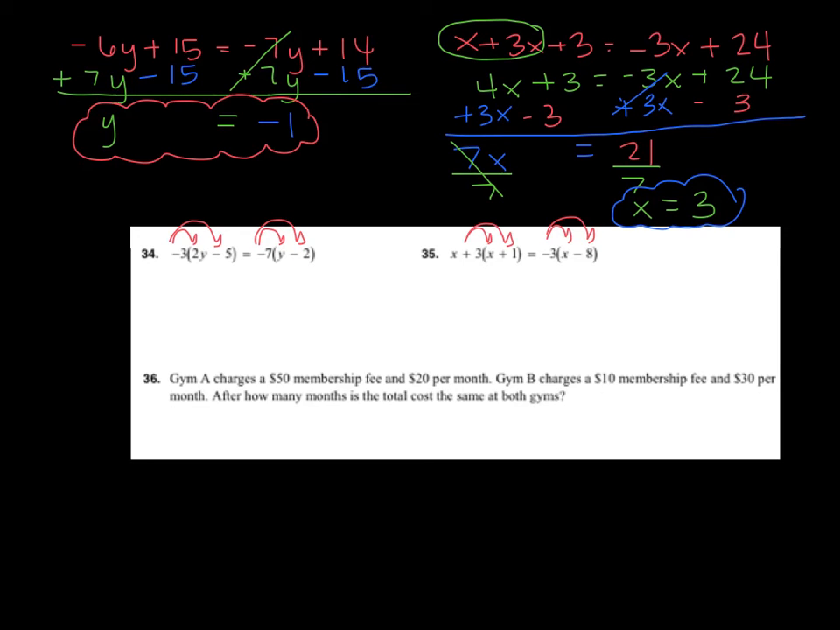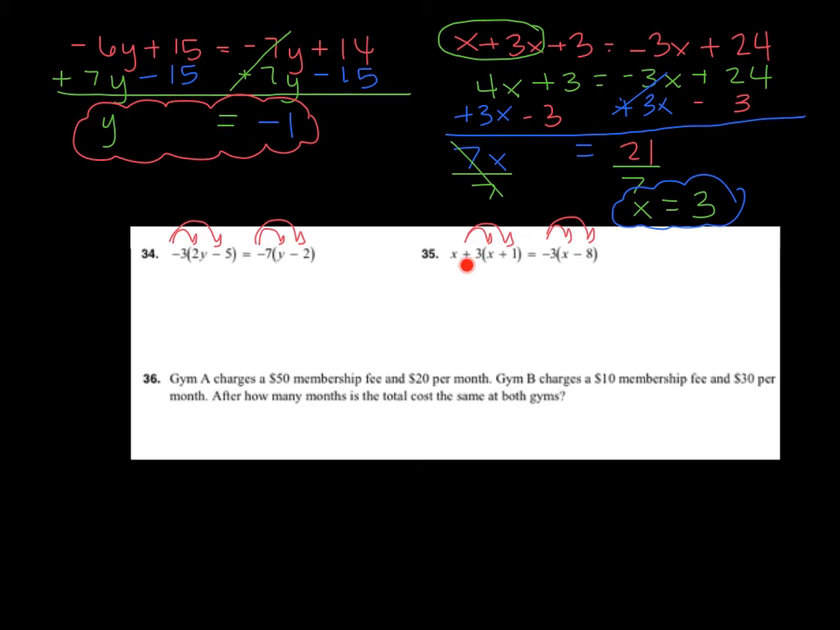Then I moved my negative 7y to the other side by adding, and I moved my positive 15 to the other side by subtracting. And it worked out nice and neat for me because then I got y equals negative 1. Now if you moved your variables the opposite way, you had negative y equals positive 1. And hopefully you remembered to divide by a negative so that you also got the final answer, which was y equals negative 1.